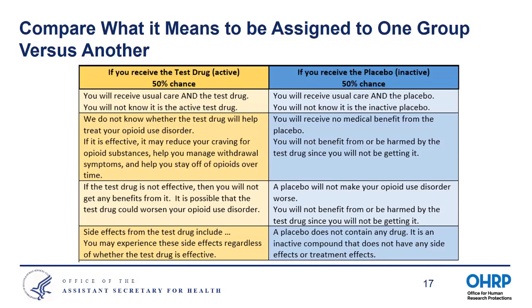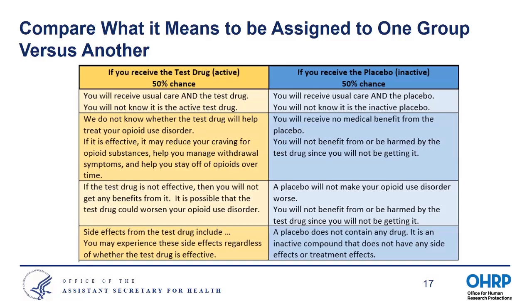So in this case, if you get randomized to the group that gets the test drug, right, you've got a 50-50 chance of being put in this group. You'll receive usual care and you'll receive the test drug. You won't know that it's the test drug. You just know that you get something to take. We do not know whether the test drug will actually help treat your, in this case, opioid use disorder. I'm just using that as an example here.